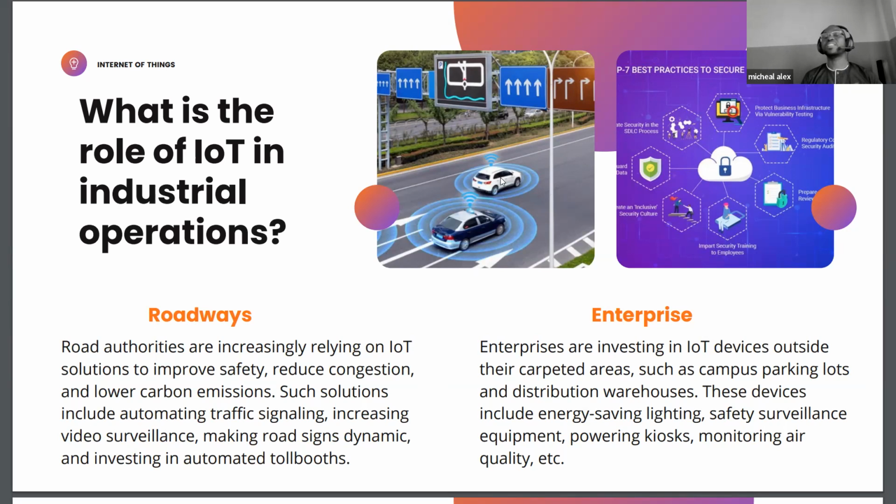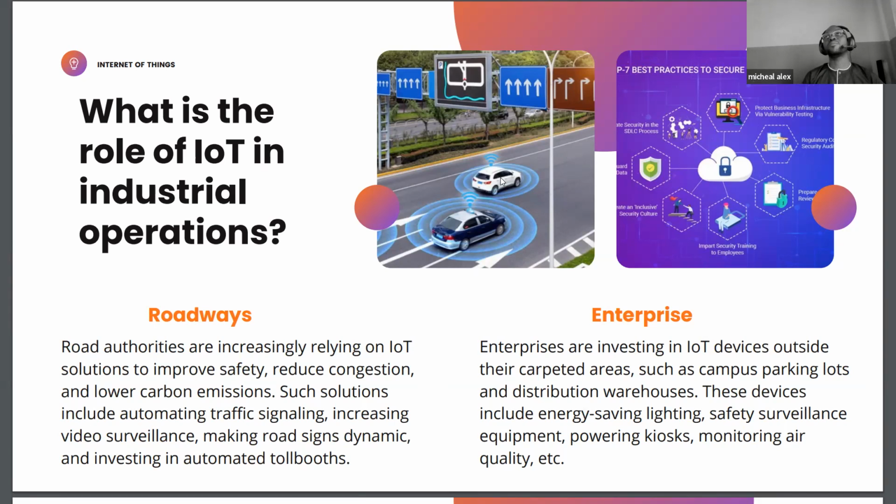And aside from that, making it safer. So from the slide over here, road authorities are increasingly relying on IoT solutions to improve safety, reduce congestion, and also reduce carbon emission. That's true. Just look at it, when we are on holdups, in traffic, can you imagine the number of cars emitting CO, which is carbon monoxide? We are having a lot of cars emitting them at the same time. In fact, I would say the emission from these cars is even more than that of some industries because of traffic.